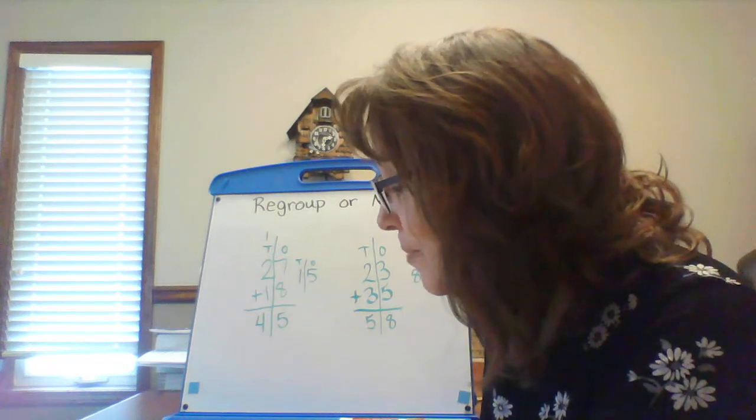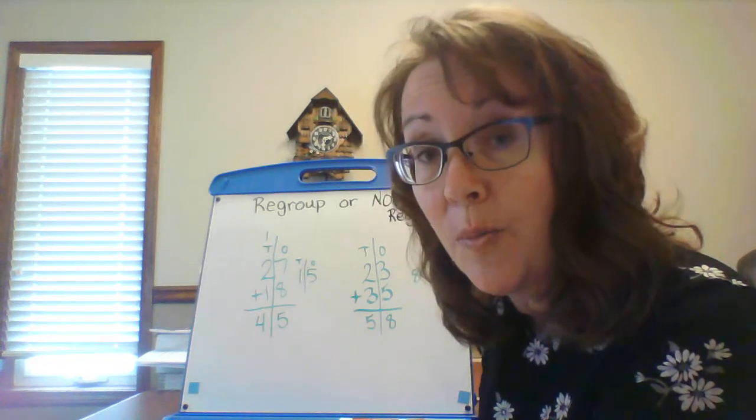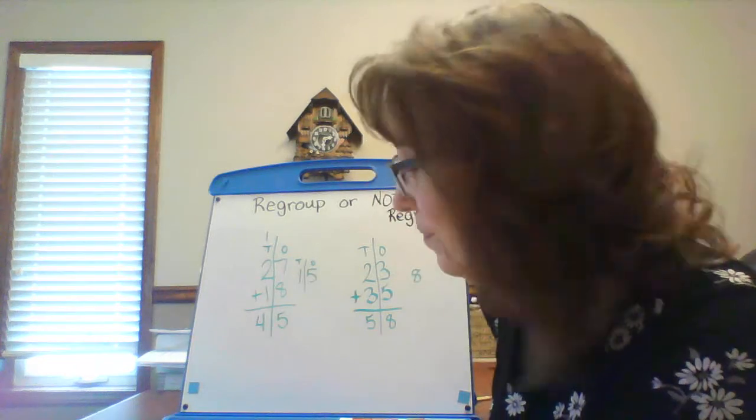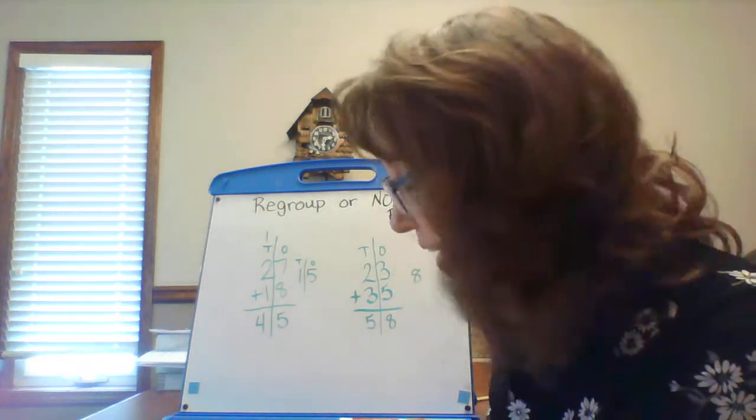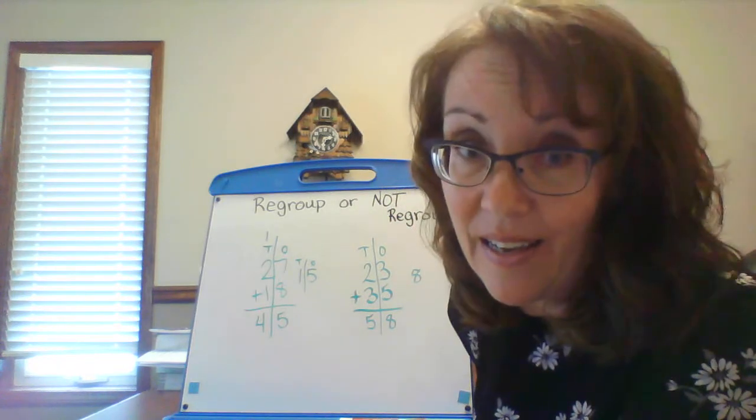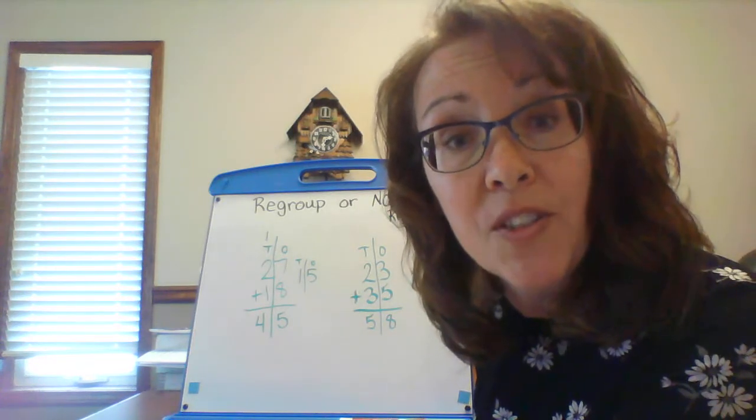If the number is bigger than 9, you zoom it up, zoom, zoom. If the number's bigger than 9, then you zoom it up to 10.